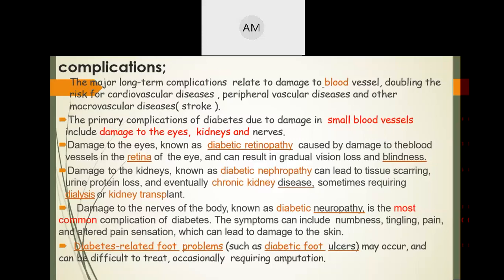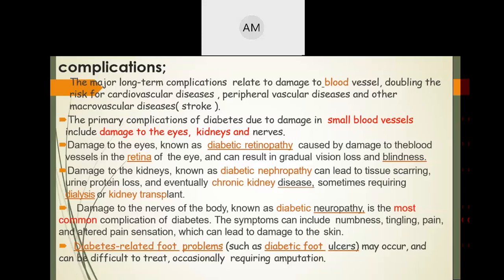Damage to the nerves of the body, also known as diabetic neuropathy, is the most common complication of diabetes. The sugar which gets deposited everywhere in the body disturbs all the mechanisms in the body. Okay? So the neuropathy symptoms include numbness, a tingling sensation, pain, and altered pain sensation, which can lead to damage to the skin. Diabetes related foot problems. Okay.